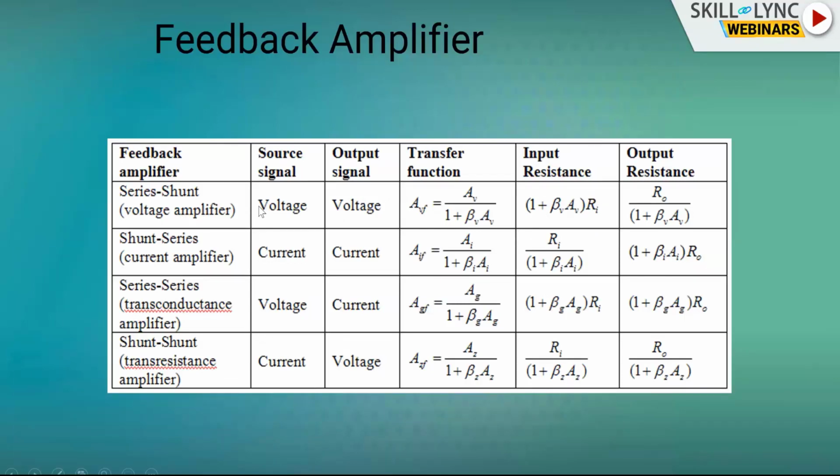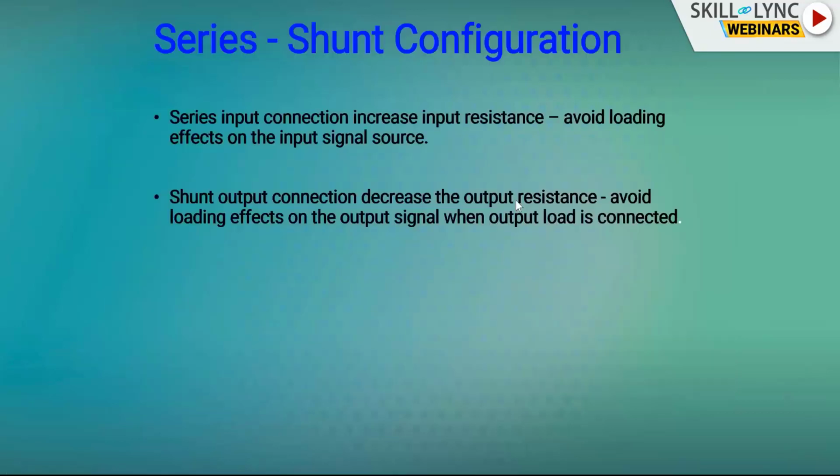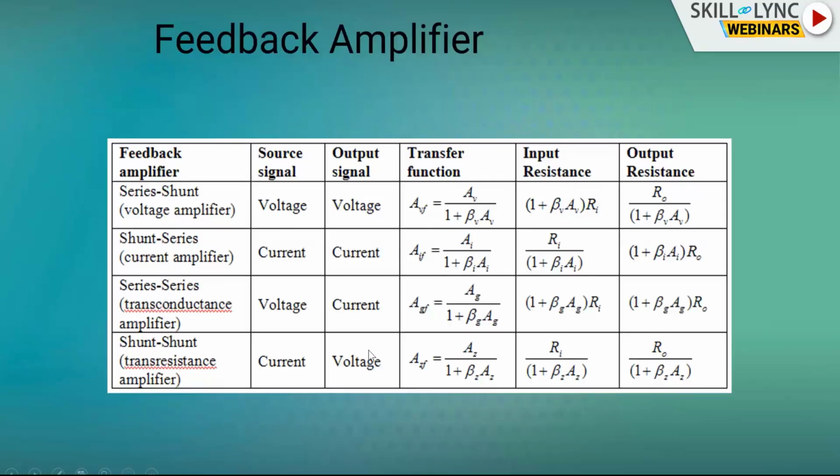In a voltage amplifier, where the input is voltage and output is voltage, the transformation is given by Av by 1 plus A beta Av. Input resistance is given by Ri into 1 plus beta Av. Output resistance is R0 by 1 plus Av beta. So output resistance decreases and input resistance increases, which is desirable, because a series input connection increases input resistance and avoids loading effects on the input source.